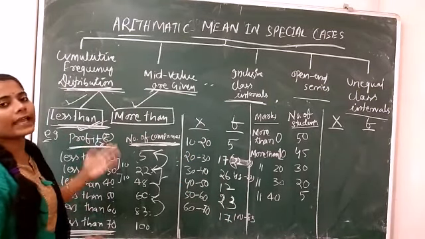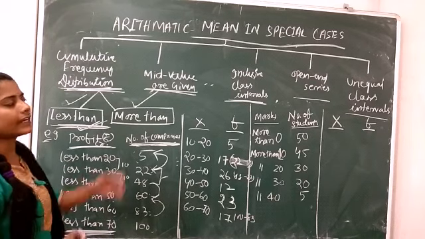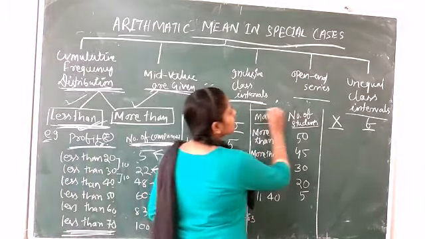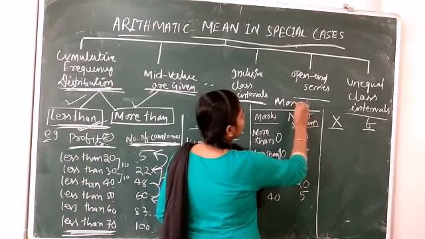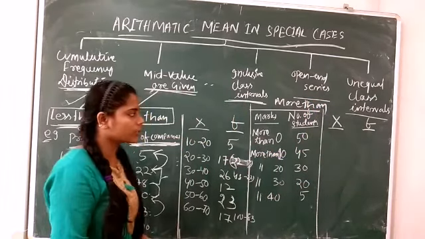Then apply any method which is given in the question and get the answer of the arithmetic mean. The next is the situation of the more than case. So this is the example related to the more than situation.